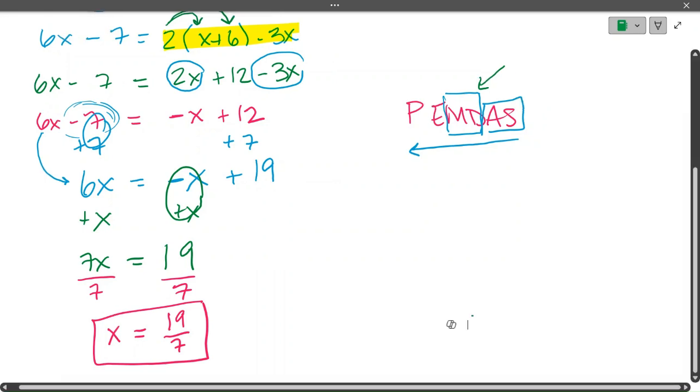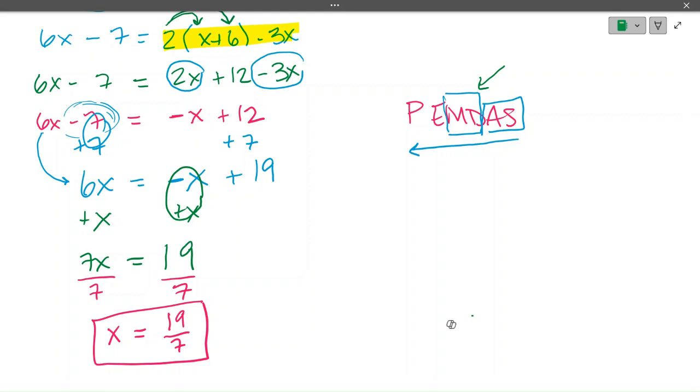Technically, you should plug 19/7 back into our original equation to make sure that it actually works. So it's going to be a lot of fractions. I love fractions, not everybody does, so you might want to consider using your calculator to check your answer. And that is how you solve a multi-step equation.